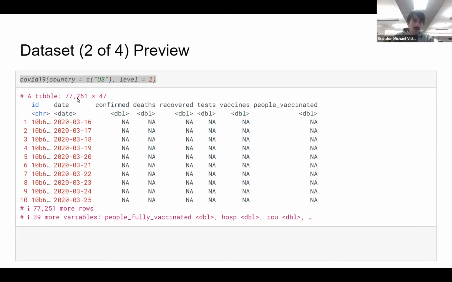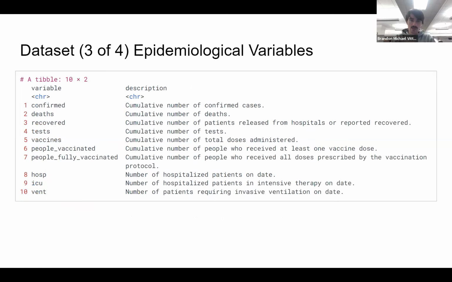Here we can see that there's around 77,000 rows, each of which correspond to a state and a day, and 47 variables. Now, we're not interested in all 47 of these variables, and we're really only interested in a couple of the epidemiological variables, which I have defined here.